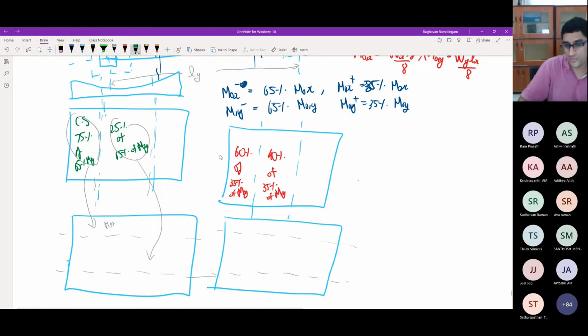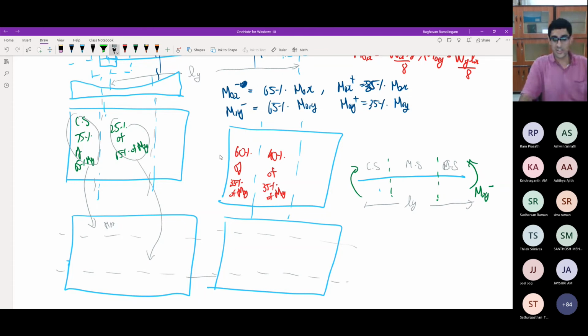See, the moment is along y. The moment is along y, but that means the strips will be split only along this ly. Is this what you are asking me? No, what is your question exactly? This or something else?